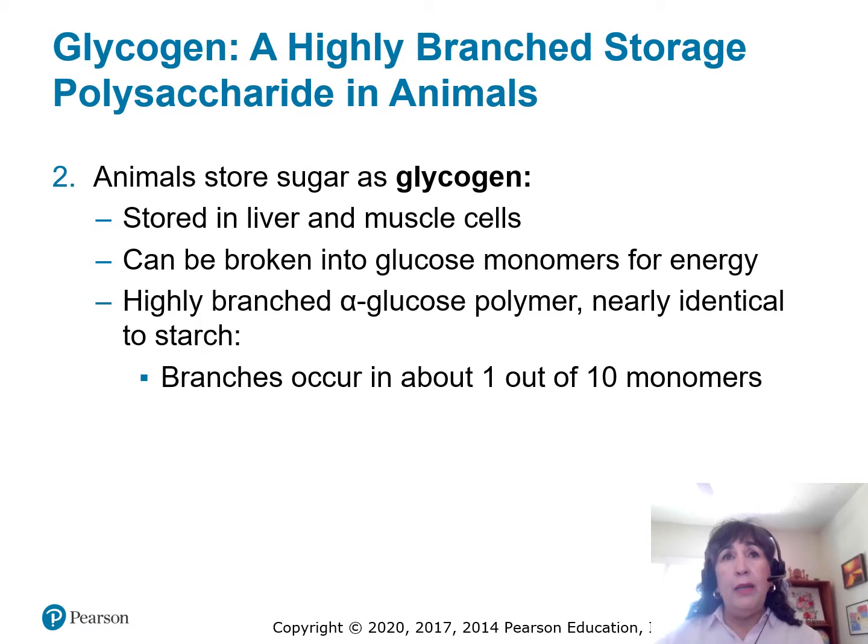Glycogen can be broken down into glucose very readily for energy. And of course that makes sense. That's why it's found next to muscle tissue. So it's highly branched alpha glucose polymers, and it's nearly identical to starch. But there is some branching, and it's 1 out of 10 monomers.